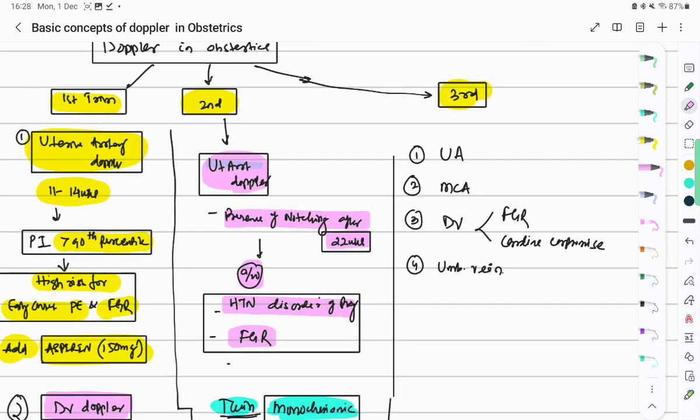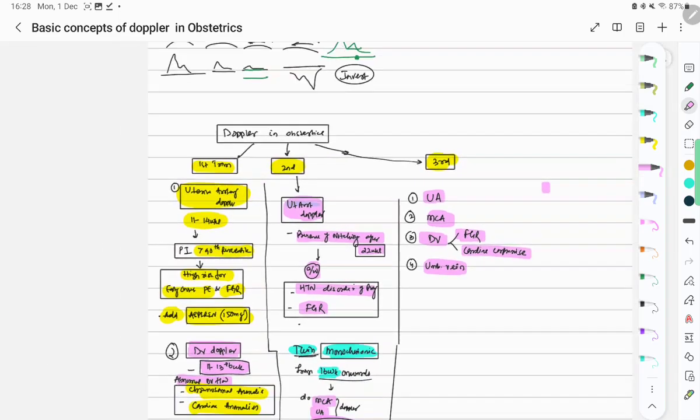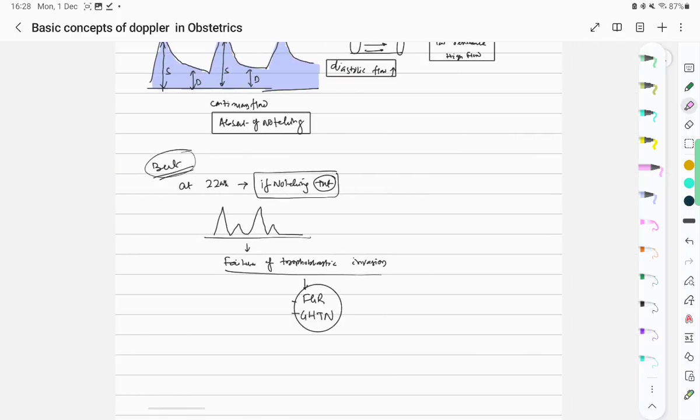Then in the third trimester, we do umbilical artery Doppler, MCA Doppler, and ductus venosus Doppler, mainly for FGR and cardiac compromise, and umbilical vein Doppler also. These 4 Dopplers can be done in the third trimester. So coming to them one by one.